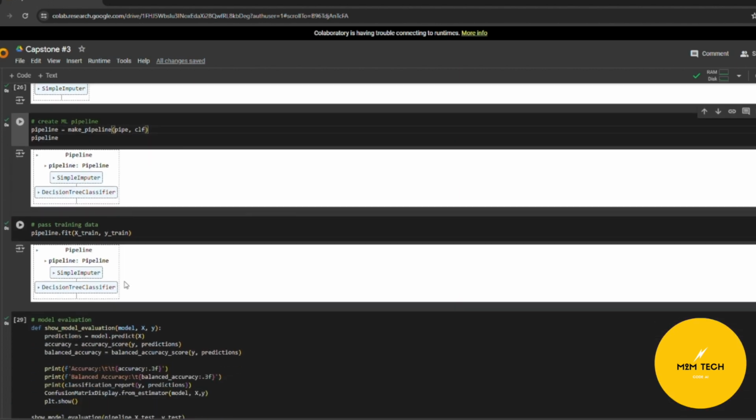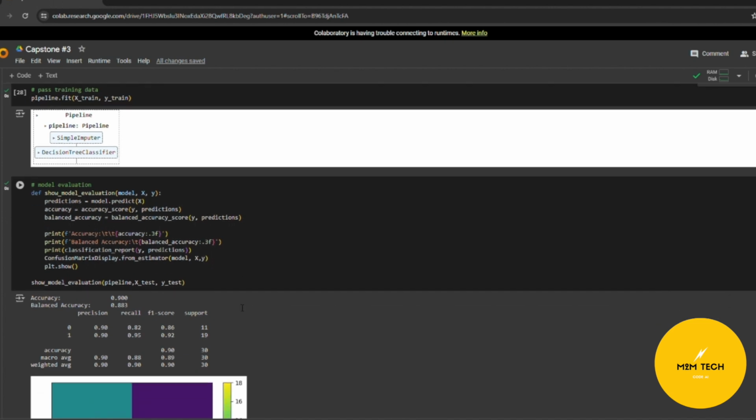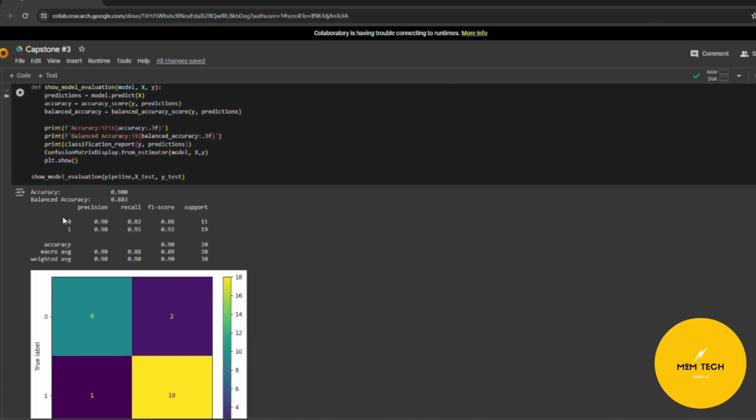To evaluate how well my machine learning model did, I've created a confusion matrix that will display how well the pipeline will make predictions on the testing data and comparing them with the true labels. And here is the result.